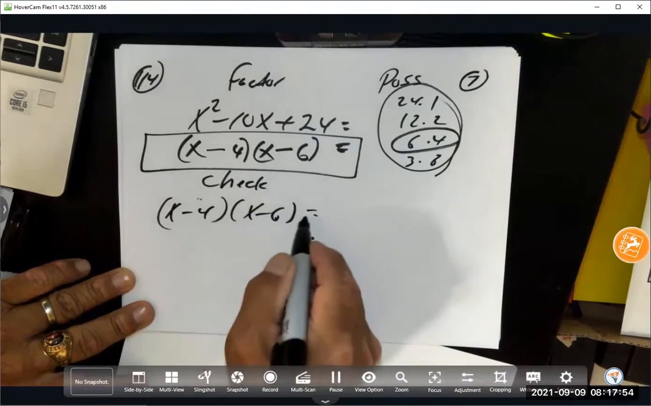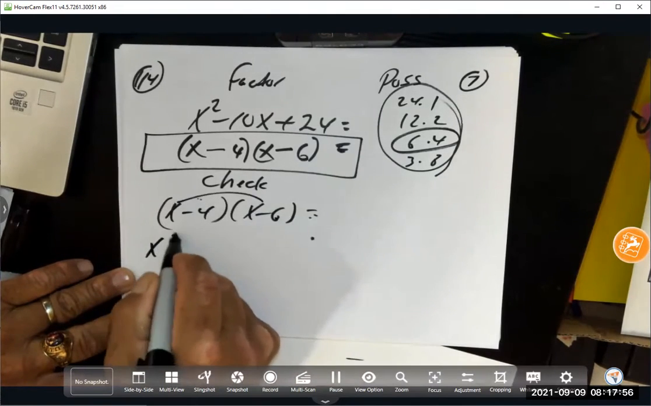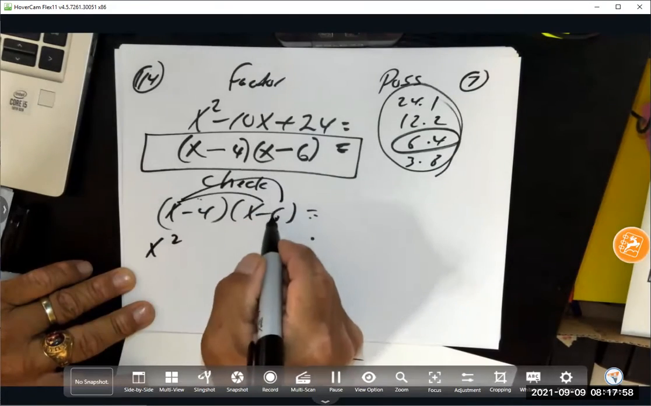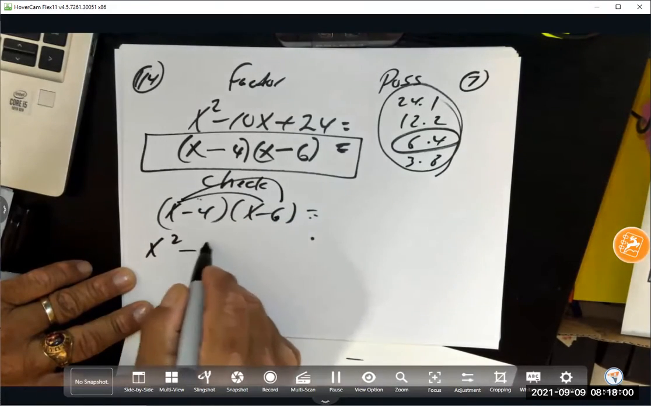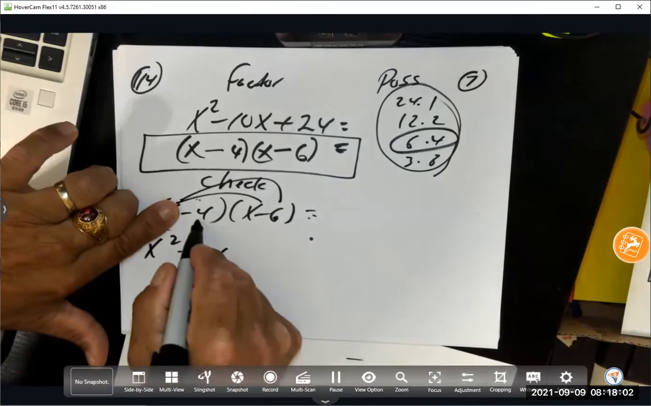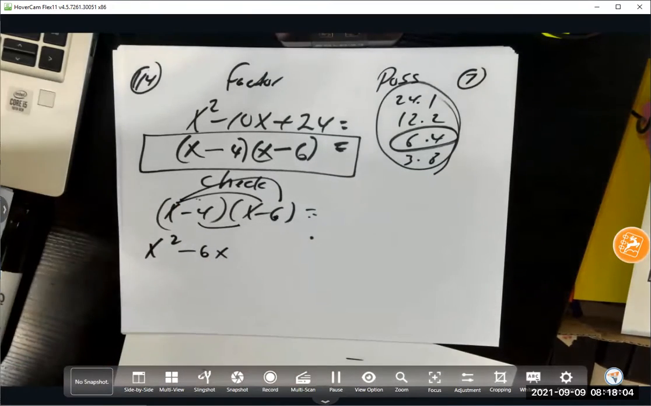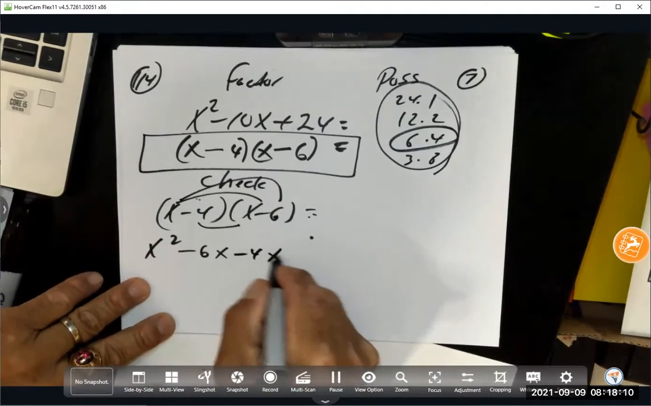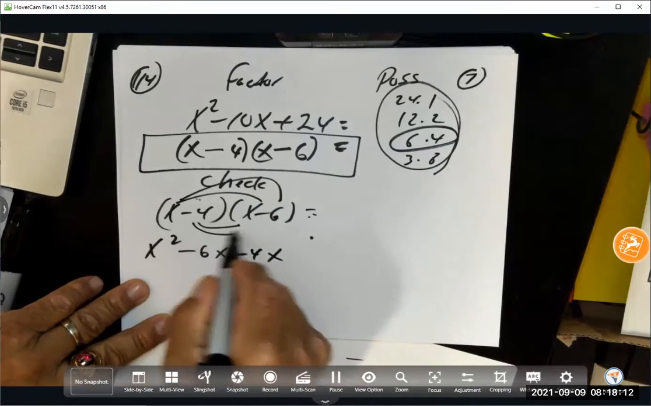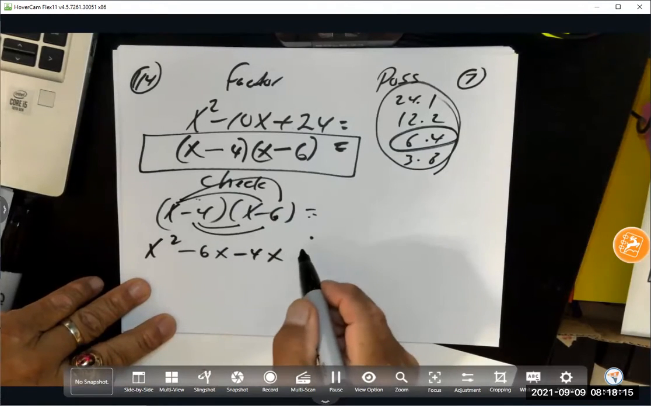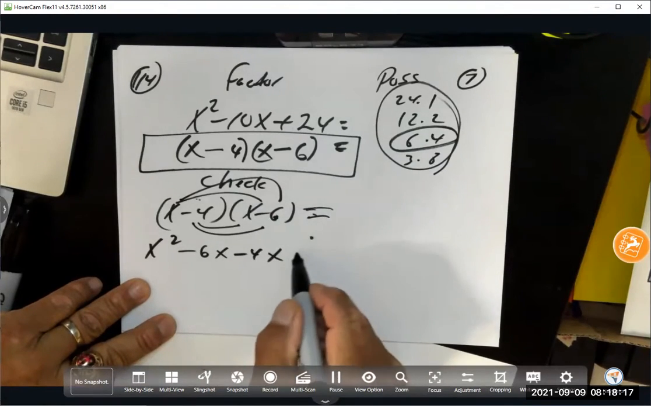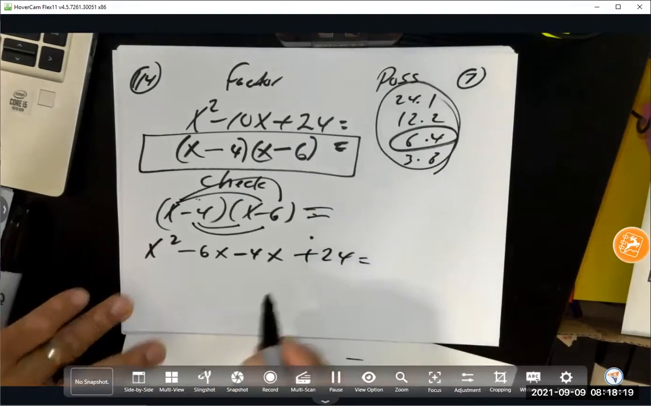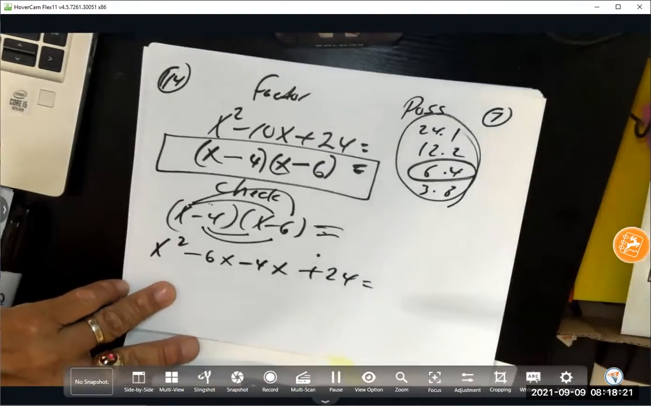So we're going to go from here. Ready? X times x is x squared. X times -6 is -6x, right? Now you tell me what this is. -4 times x, what is that? Negative 4x. Yes, -4x. And -4 times a -6, a negative times a negative? Positive. Positive 24. Yes.